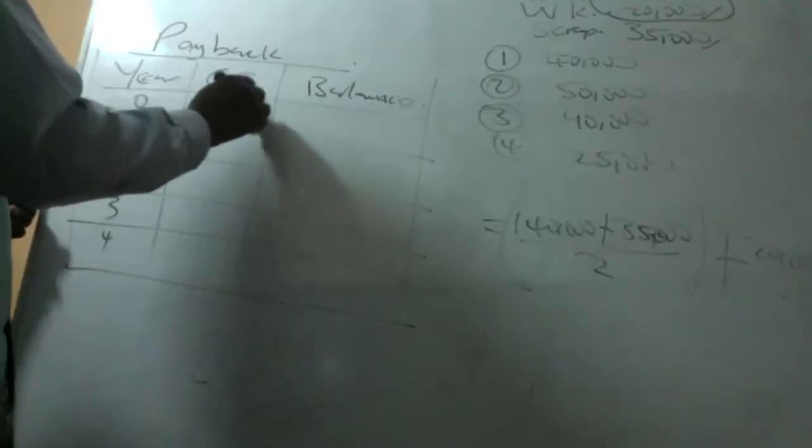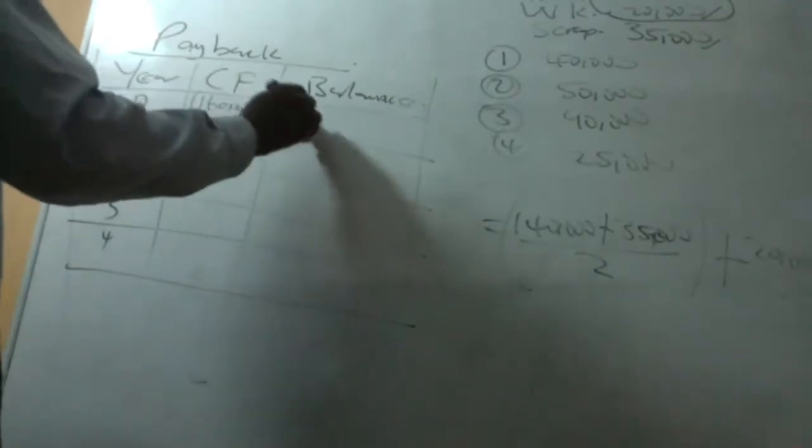Now, the cash flow for the start will be 160,000, right? That one did not change. It's still 160,000.